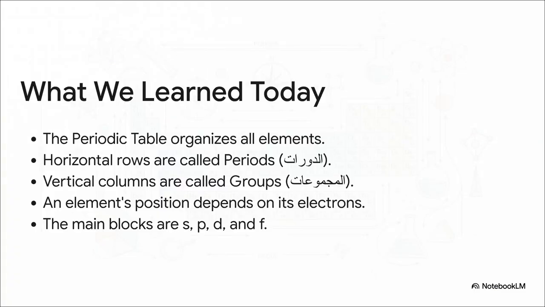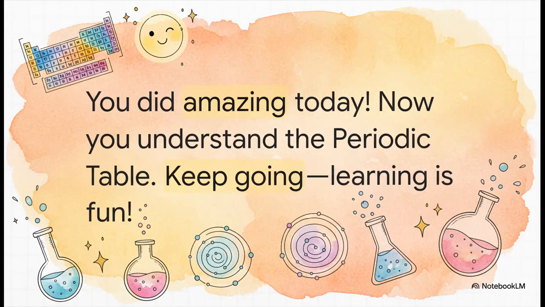So, to sum it all up, the periodic table is our perfectly organized map for all the elements. We learned that the horizontal rows are called periods, or دورات, and the vertical columns are called groups, or المجموعات. We also found out that an element's address is all decided by its electrons, and that the whole map is divided into 4 main blocks, S, P, D, and F. Great job! You really did do amazing today.